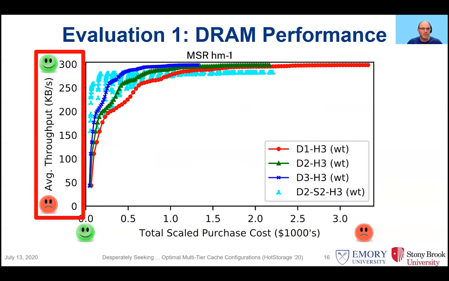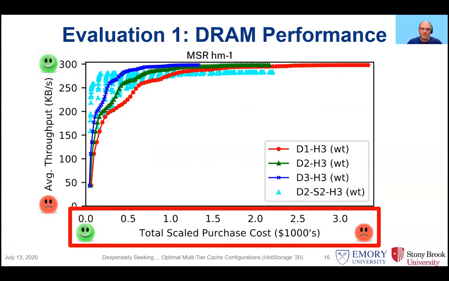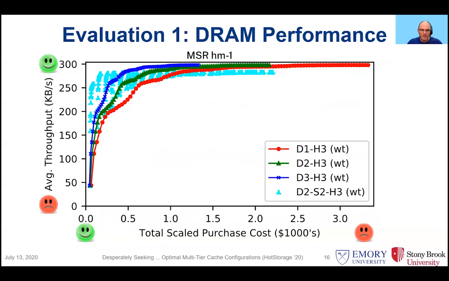On the y-axis, we have average throughput in kilobytes per second, higher is better. On the x-axis, we have the total scale purchase cost in thousands of dollars, lower is better. Each point represents a simulation of certain capacities in each device. So the cyan point at around $230 purchase cost and 225 kilobytes per second average throughput represents a simulation with around 32 gigabytes of D2, 62 gigabytes of S2, and enough capacity in the backend H3 to store the entire dataset of 352 gigabytes. The backend storage is the same size in every simulation regardless of the device because we need to persistently store all our data.